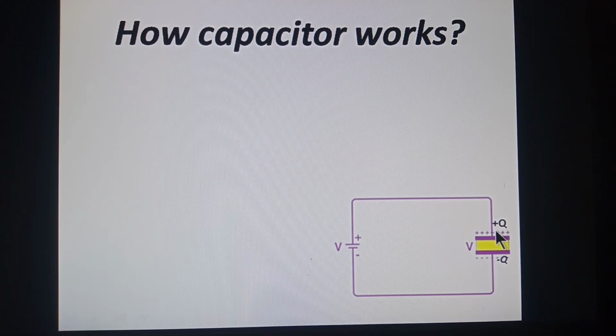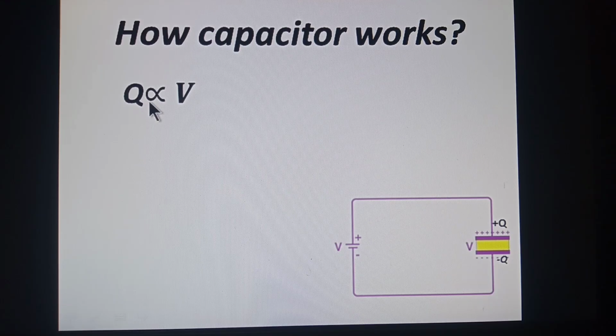Now, the opposite charges on the two plates of capacitor produce the potential difference between the plates of the capacitor. This potential difference V is directly proportional to the charge. So we can write Q is proportional to V. More the charge on the plates, more will be the voltage or potential difference across the plates.